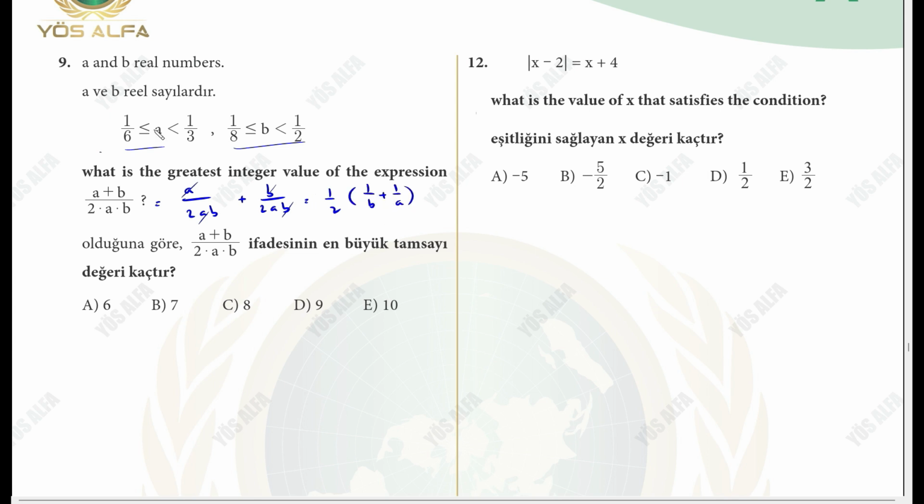So to get this result, I will try to write the expression 1 over a. So 1 over a is going to be between 3 and 6. And 1 over b from this expression is going to be between 2 and 8. So the summation of 1 over a plus 1 over b is going to be 3 plus 2 is 5 and 6 plus 8 is 14. We're trying to maximize the sum because we are looking for the greatest value. So the maximum value of 1 over a plus 1 over b is 14. So half of 14 is 7.